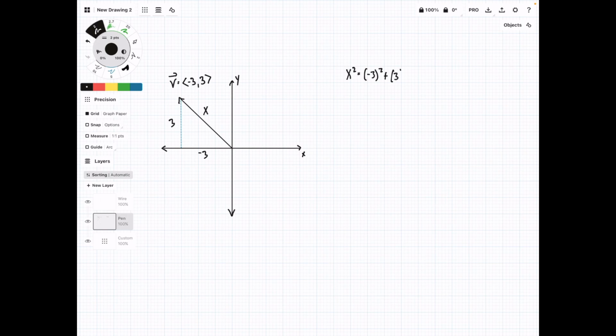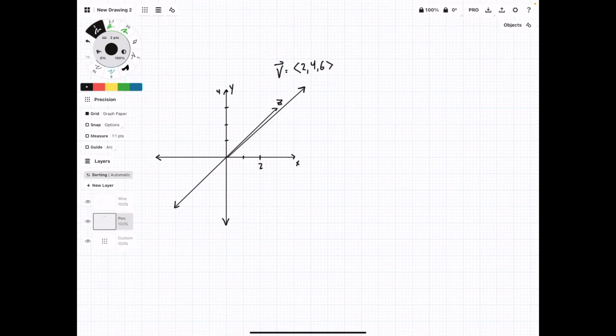So we have -3 squared plus 3 squared, so x squared is going to equal 9 plus 9, and then x is going to equal the square root of 18. So for 2 dimensions, finding out what the magnitude of a vector is really just a matter of creating a right triangle and then finding the hypotenuse. In the next part, we're going to look at some 3-dimensional examples and see that it's really not too much different from this. To find the magnitude of a 3-dimensional vector, we're going to follow a very similar process.